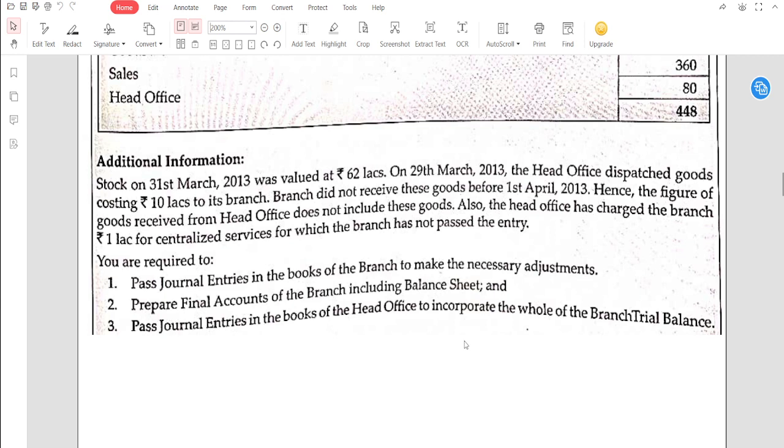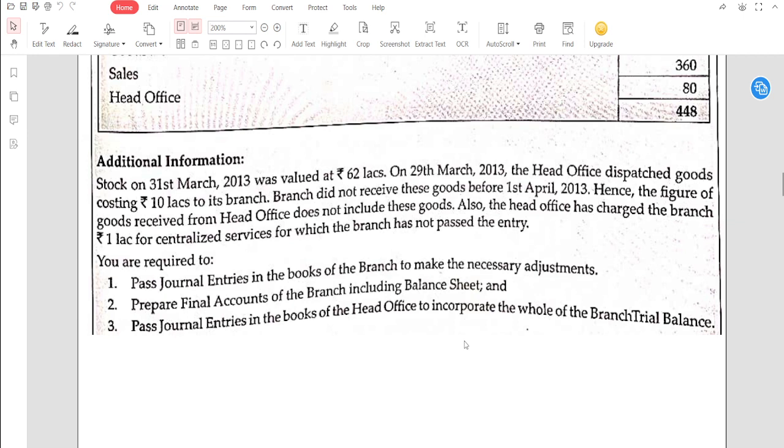But the goods sent by the HO to the branch on 29th March are still in transit. So with respect to this case, we can make a journal for this part. That is what is important, correct? We can make a journal for this part. That is what we can do. So let's solve it once.